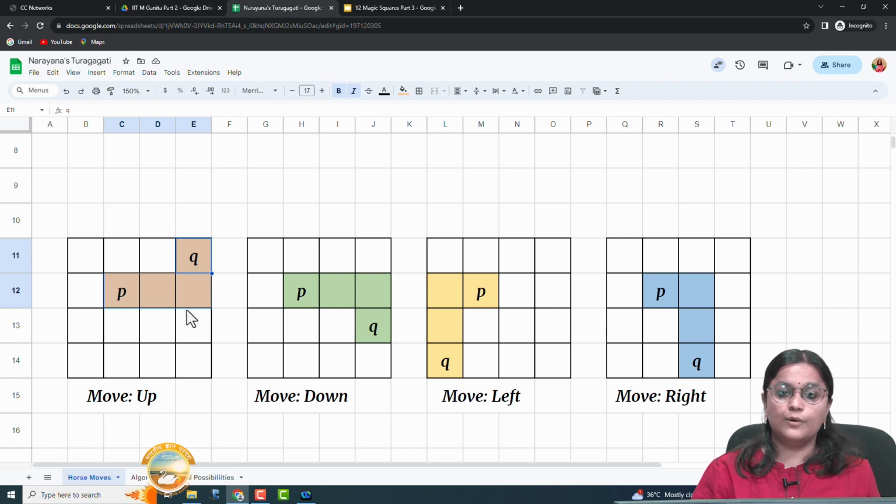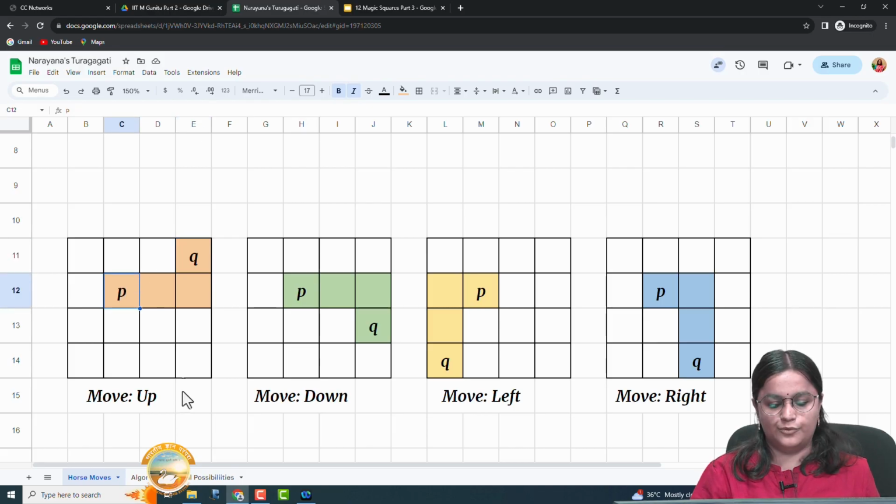But there are also other ways of making the same up horse move. Let's see how. We can also move up and go 2 steps towards the right, which will again take us to the same position. Let's try a third way. Let's say we go up and go towards the left, right? Since this is outside our square, it gets wrapped around and comes to the same place. This demonstrates the up horse move.